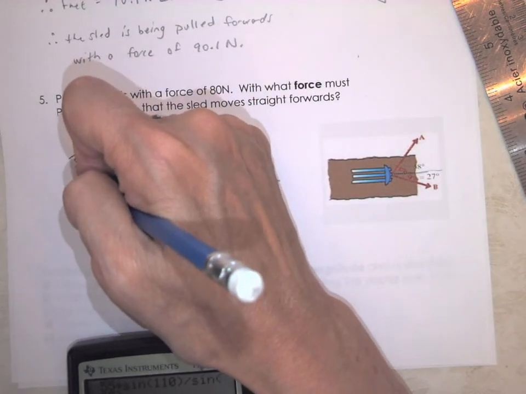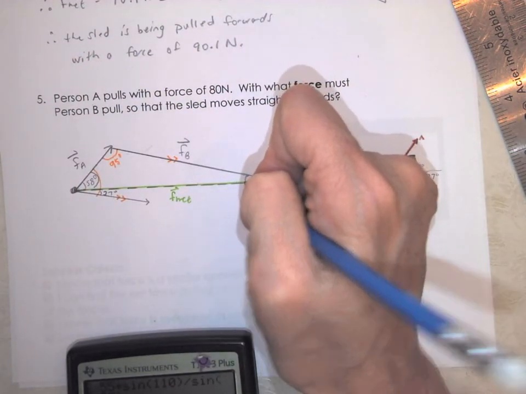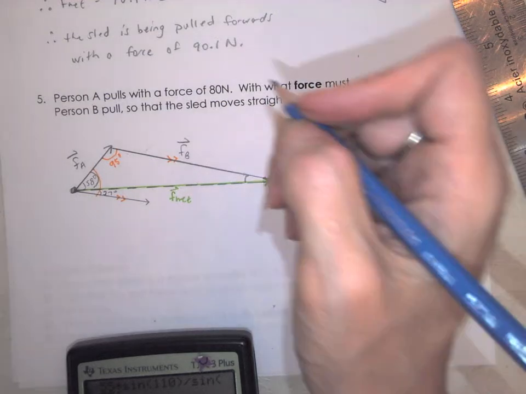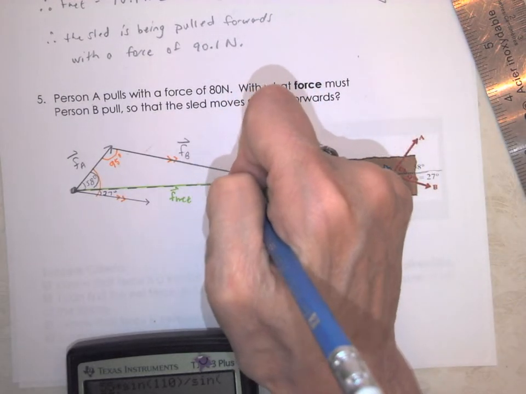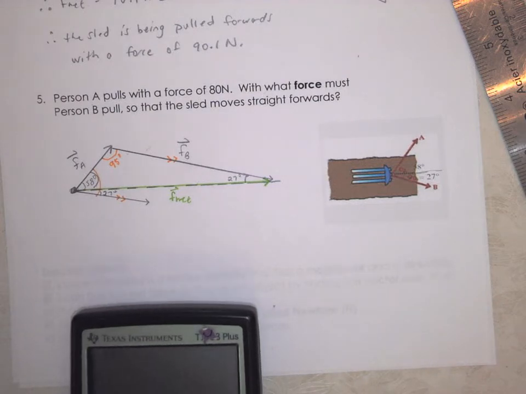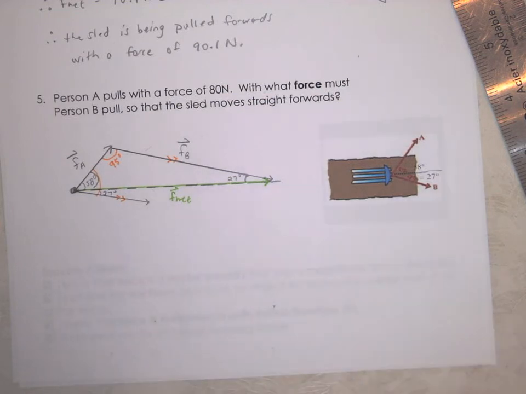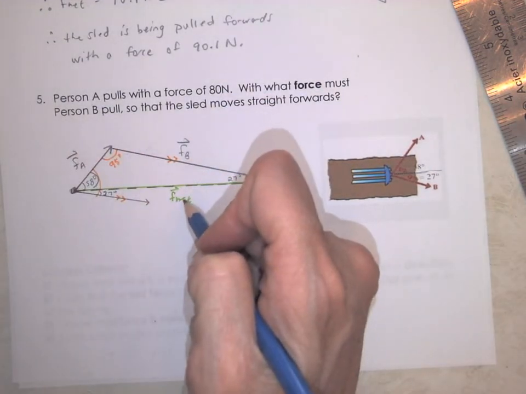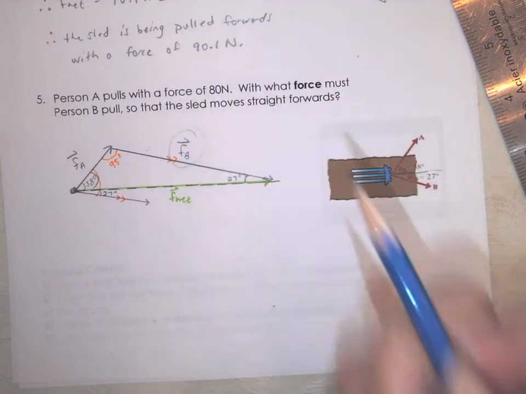So I know 2 out of the 3 angles, which means I actually know all 3 angles. This angle over here is going to be 27 degrees, 180 minus 95 minus 58. And since I know all three angles again, and I know one side, I can find the force that person B has to pull with.